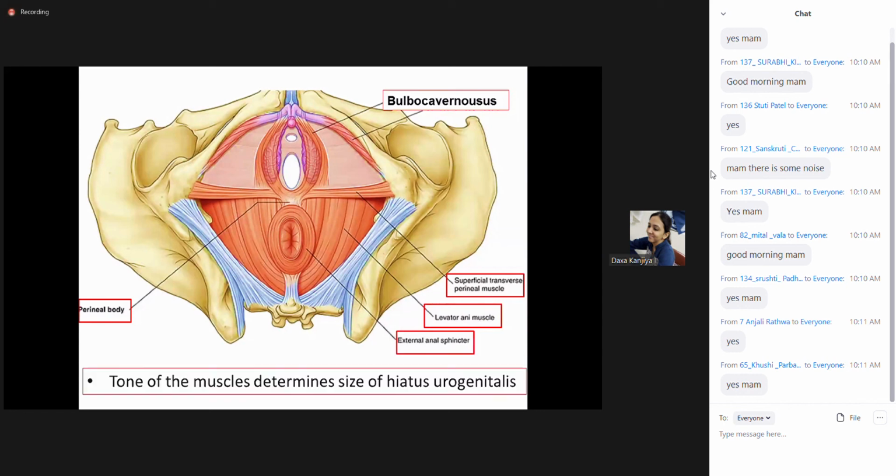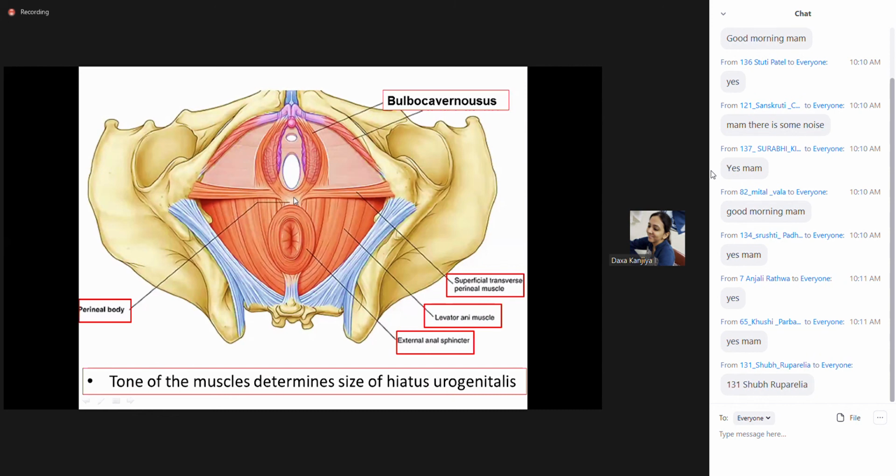So these are the muscles. The tone of these muscles determines the size of the hiatus urogenitalis. What is this hiatus? The hiatus gives passage to two structures, anteriorly the urethra and posteriorly the vagina. So the tone of these muscles which are inserted on the perineal body will determine the size of the hiatus urogenitalis. That's how it provides support to the uterus.